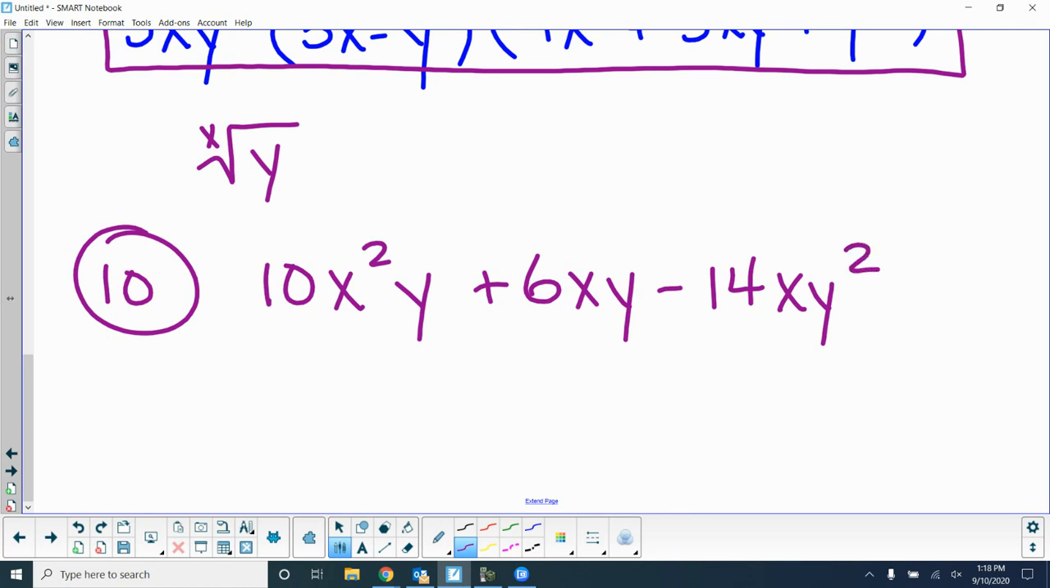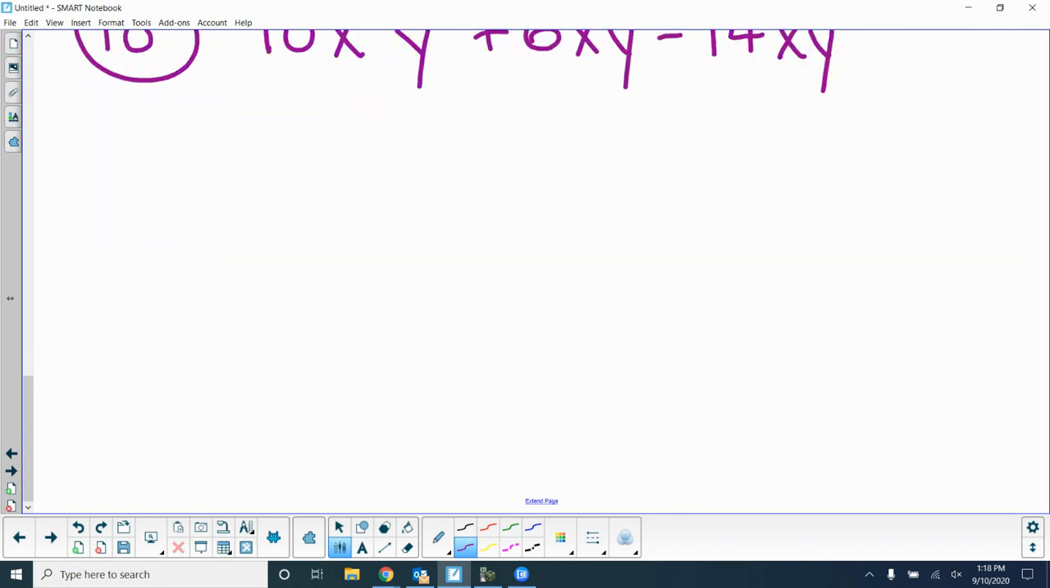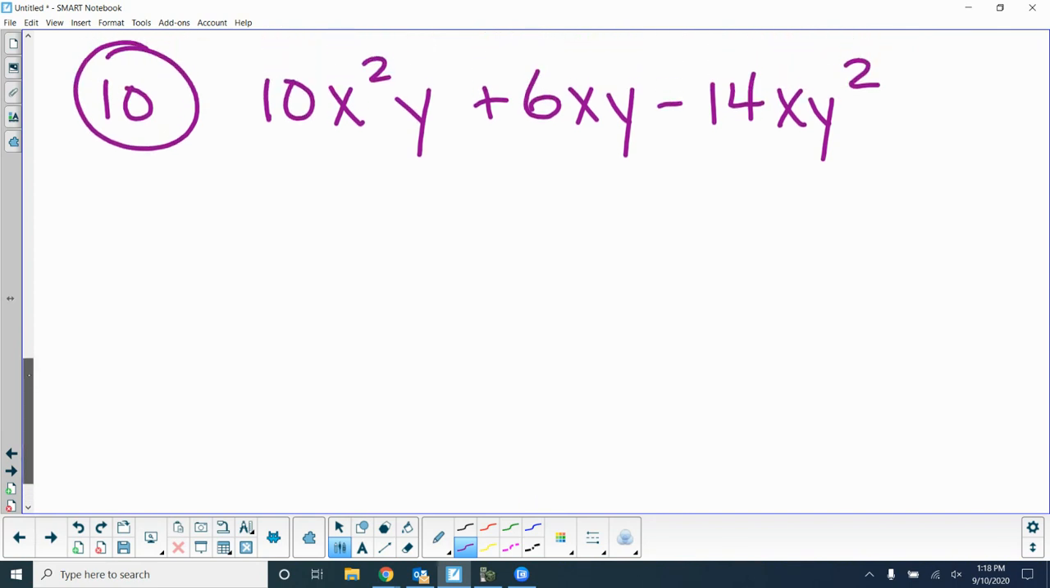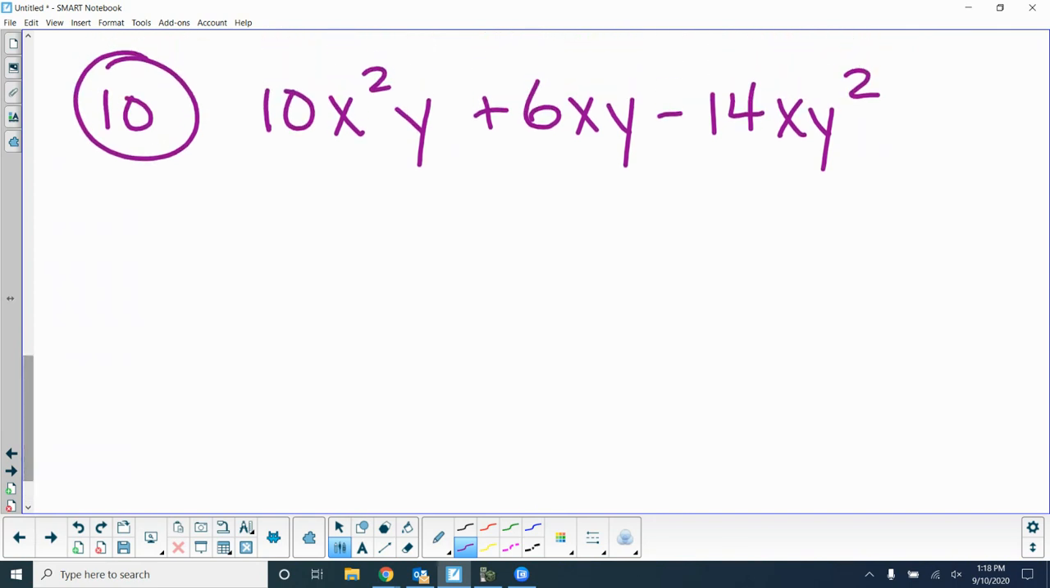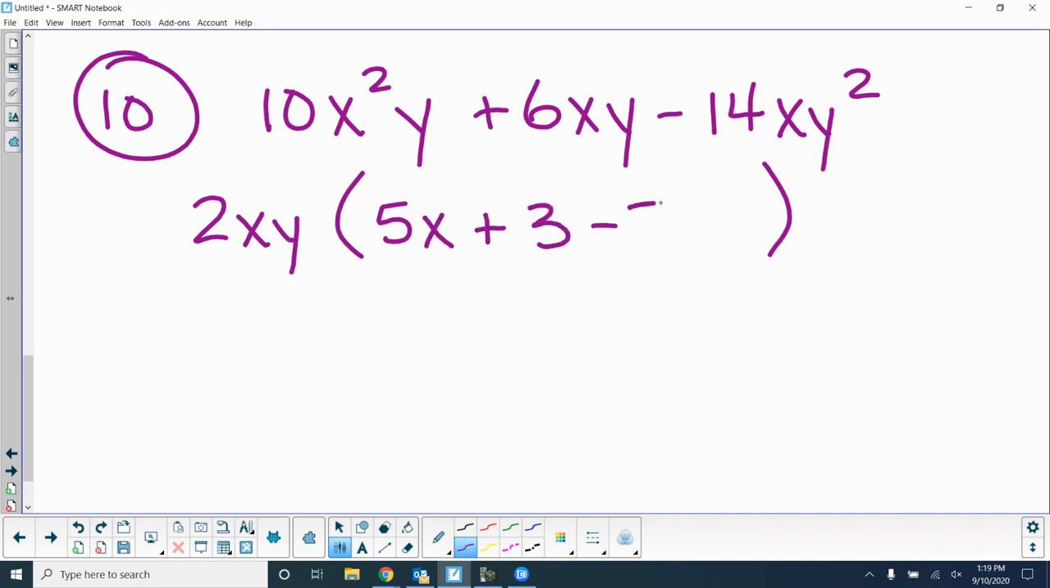Mr. Robinson, what do we do first? GCF. Is there one? Yeah. What is it? 2xy. Good. And then divide that, what do you get? 5x plus 3 minus 7. Good. So divide all 3 of those by the 2xy. You get those 3 numbers. You should get 3 numbers in there because you started with 3.